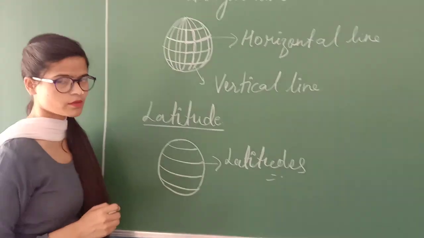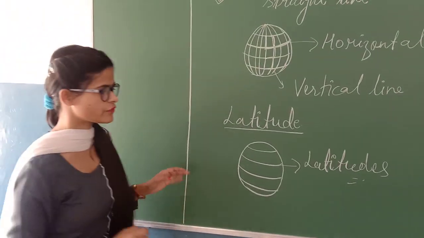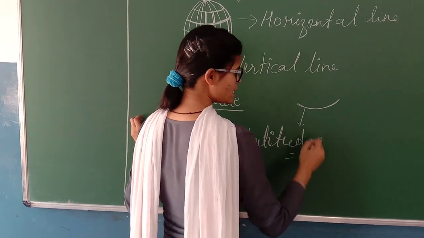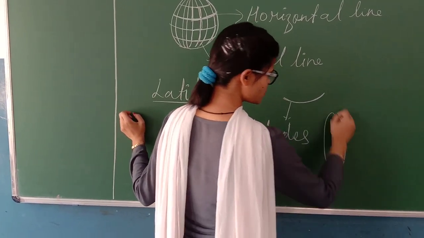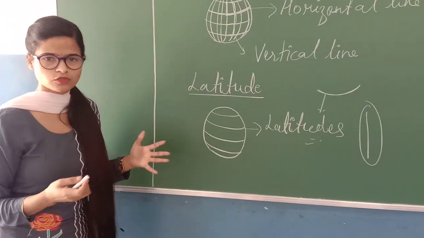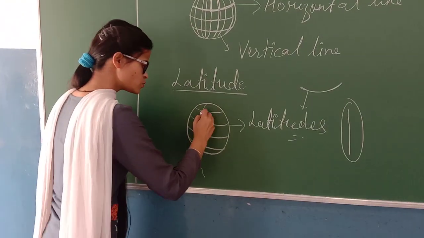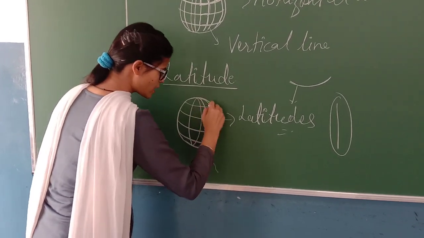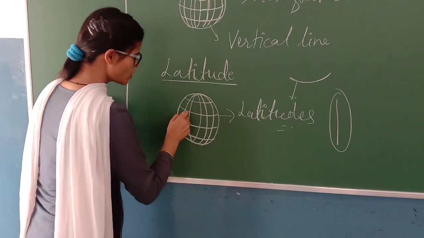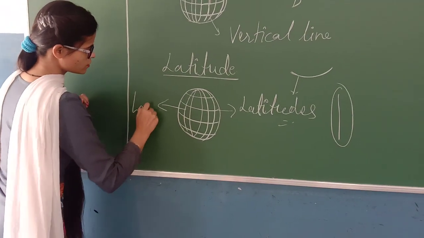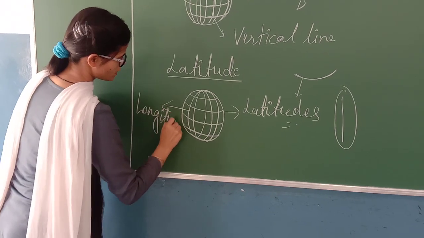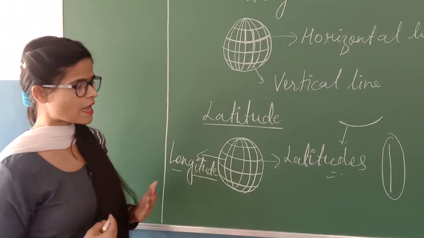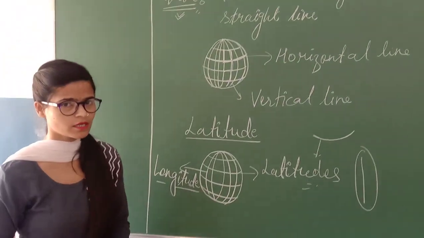Now you will ask me, if the horizontal line is latitude, then what is the vertical line? What are the vertical lines drawn on this earth? We call them longitudes. So I hope latitudes and longitudes are clear.